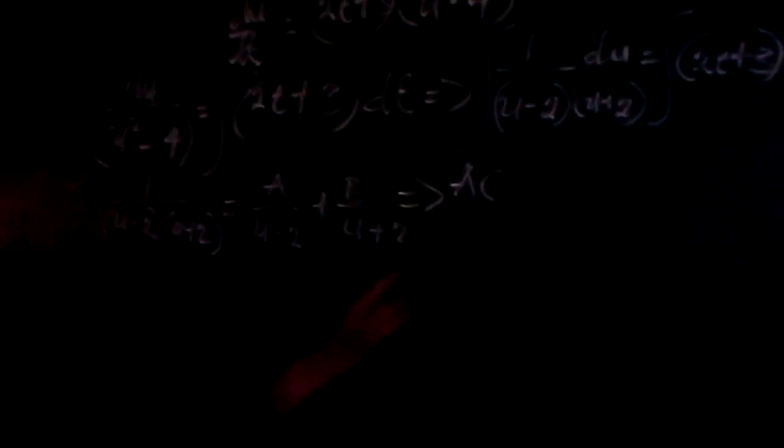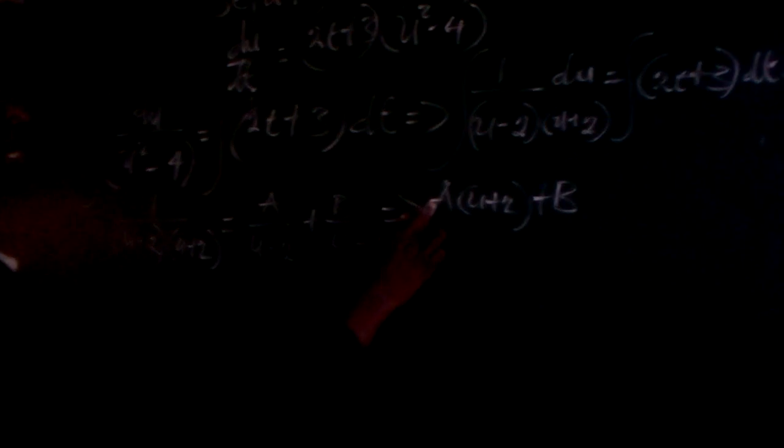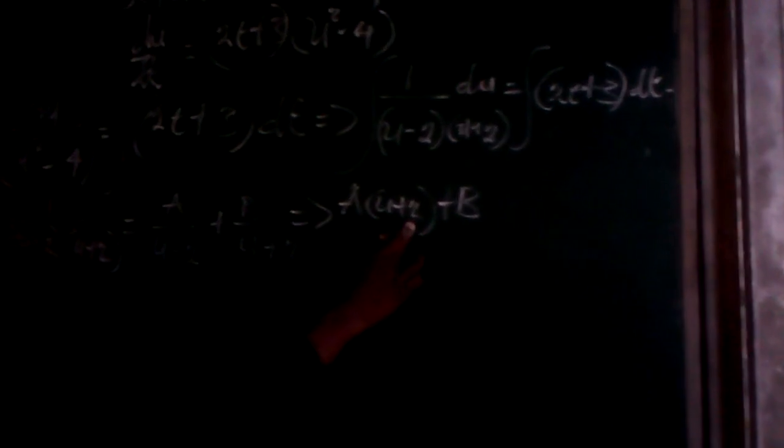1 over (u − 2)(u + 2) is going to give us a partial relationship as A over (u − 2) plus B over (u + 2). And of course, in this breakdown, we'll be having A(u + 2) plus B(u − 2) is equal to 1.